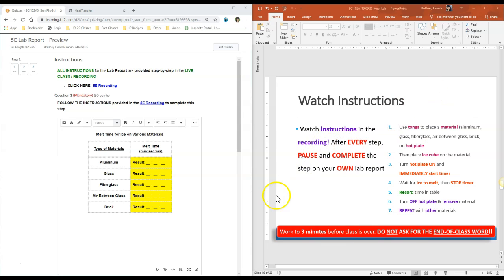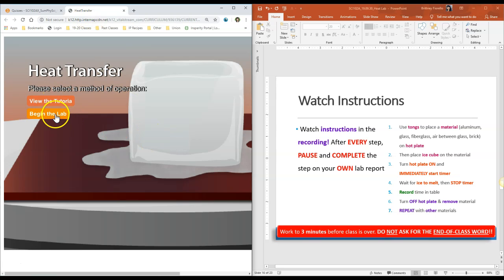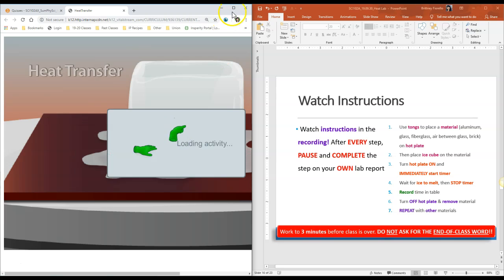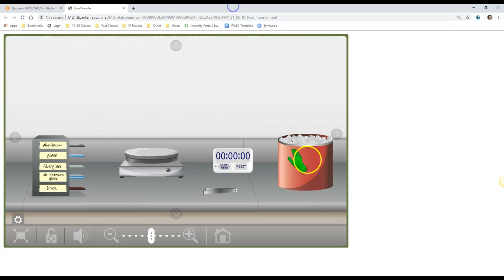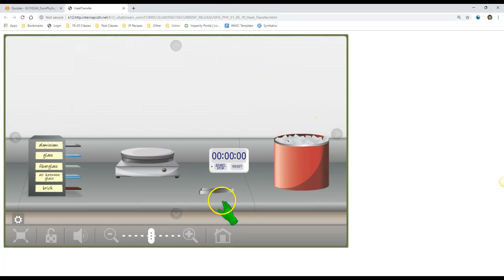I'm going to go ahead and show you how we're going to do this. You can see in question number 1, we are going to be figuring out how long it takes ice to melt for these various materials. So here's the virtual lab. Again, you don't need to have this open yourself because I am doing this for you in front of you. Okay, so here we go. You can see we have 5 different materials here, as well as ice, tongs, a timer, and a hot plate.